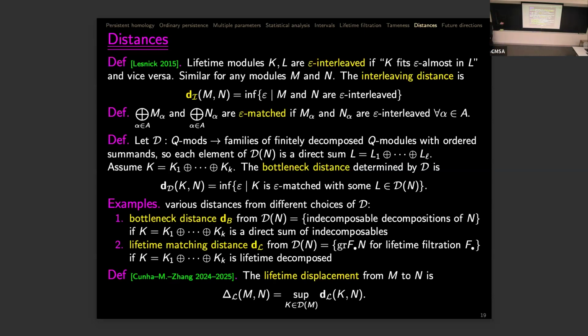And you can do the same sort of thing for multi-parameter persistence modules. Even though you can't break them up as direct sums, you can filter them in such a way that you see lifetime modules in the filtration, and now you have these bars that you can compute with, a priori at least.